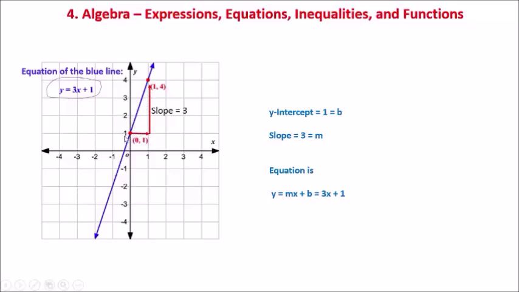And then you look at the intercept. The blue line crosses the y-axis exactly at 1, okay? So the y-intercept is exactly 1, that is equal to b, right? And the slope is 3, that is equal to m, okay? So the equation is y equals mx plus b, and then just plug in. So m equals 3, b equals 1, so y equals 3x plus 1, right?